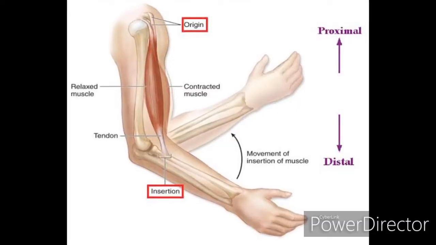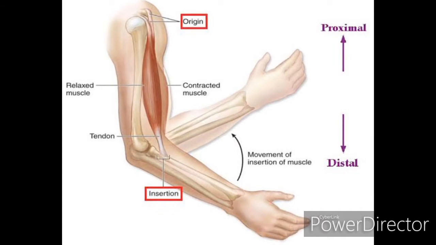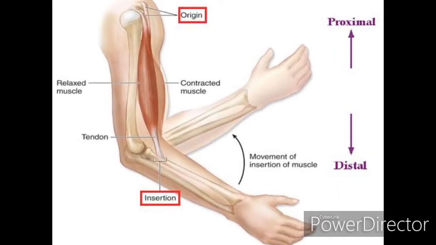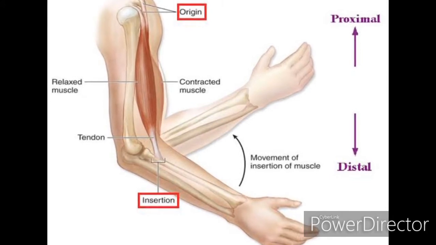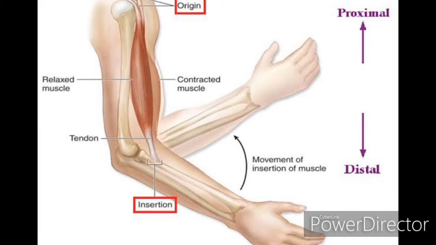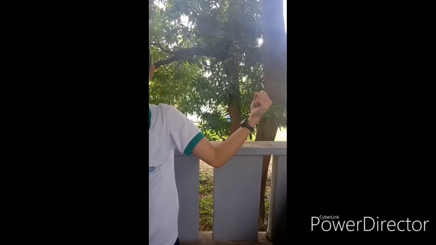So, good day everyone. Today we're going to talk about the muscle movements, types, and names. Origin is the attachment site that doesn't move during contraction. Insertion is the attachment site that does move when the muscle contracts. During contraction, the insertion moves towards the origin.